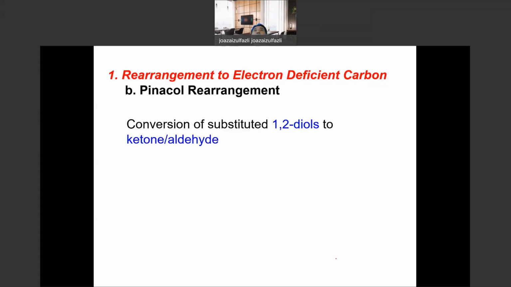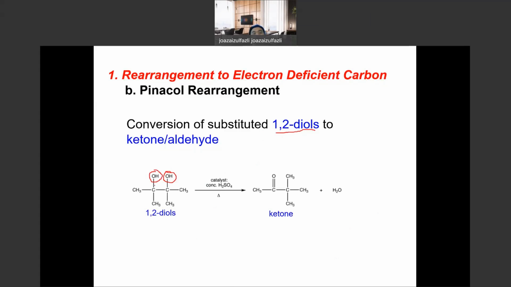First step is to form a carbocation. But this one is special because it involves a 1,2-diol. 1,2-diol refers to this group, the hydroxy groups at adjacent carbons. That's why it's called a 1,2-diol. It is converted to a ketone or aldehyde.